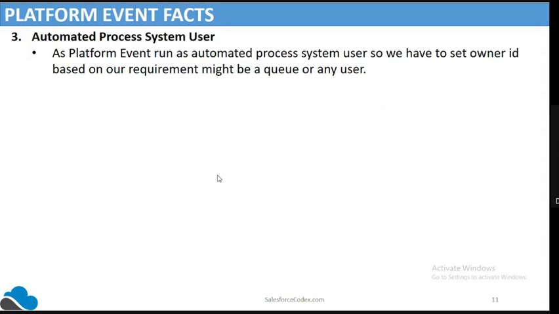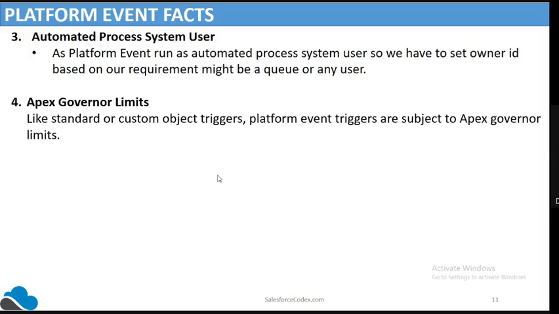Automated process system user. Platform events run as the automated process system user, so we have to set the owner ID based on our requirement, might be a queue or any user. Apex governor limits: like a standard or custom object trigger, platform event triggers are also subject to Apex governor limits. I will tell you what the governor limits for platform events are probably in the next slide.